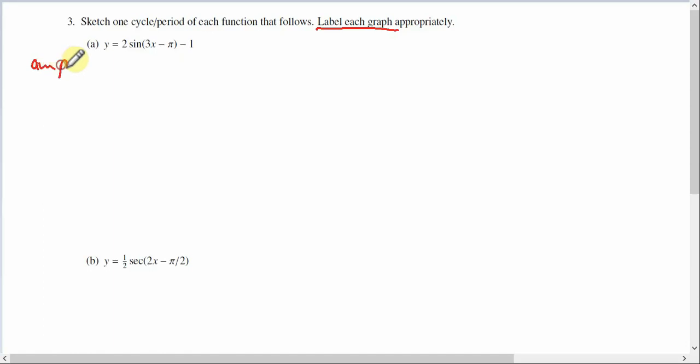For example, the amplitude is 2 because of that 2. The period is changing. It is 2 pi divided by this 3. And there will be a vertical shift down 1 unit. So down 1.